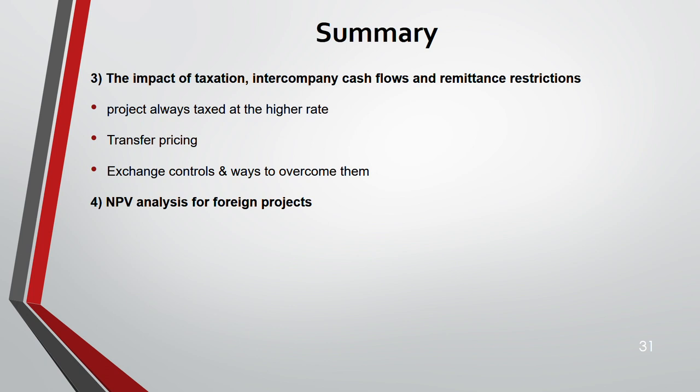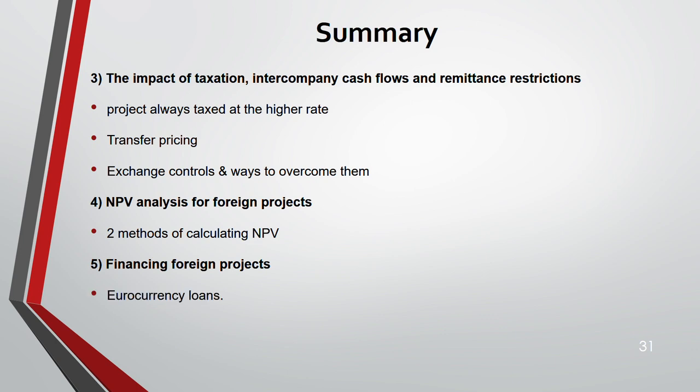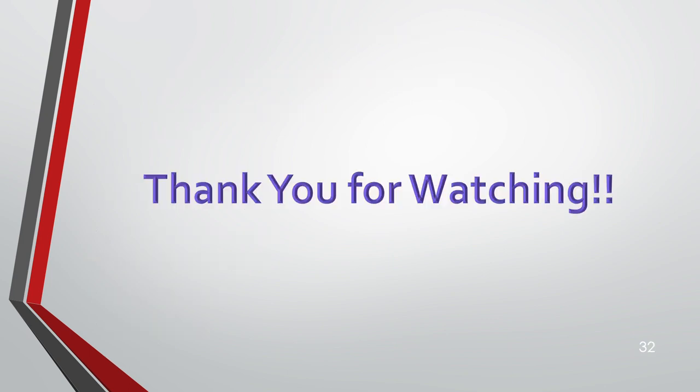Then we went through net present value analysis, saying that there are two methods to calculate net present value. Either you change the cost of capital to the foreign currency, or you change the cash flow by using the exchange rate. We usually go by the second method. Then we ended with how we finance foreign projects, like eurocurrency loans, syndicated loans, and eurobonds, which are for the long term. We went through the features. Make sure that you go through them. You don't have to discuss all, but maybe one out of the list might come. You never know. So that's it for this lecture.